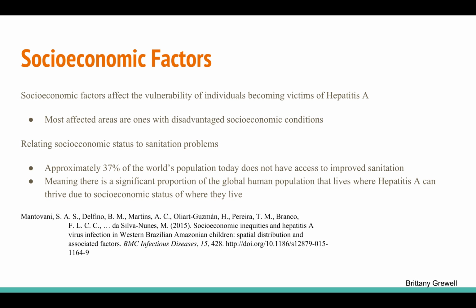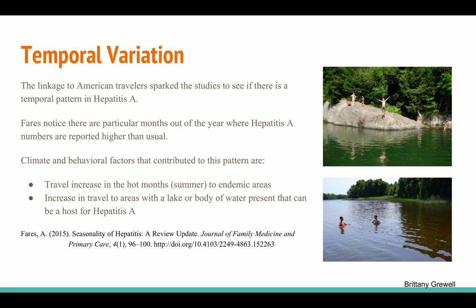Moving on to socioeconomic factors, they affect the vulnerability of individuals becoming victims of hepatitis A. The most affected areas are ones with disadvantaged socioeconomic conditions. Relating socioeconomic status to sanitation problems, approximately 37% of the world's population today does not have access to improved sanitation, meaning there's a significant proportion of the global human population that lives with hepatitis A that can thrive due to the socioeconomic status of where they live.